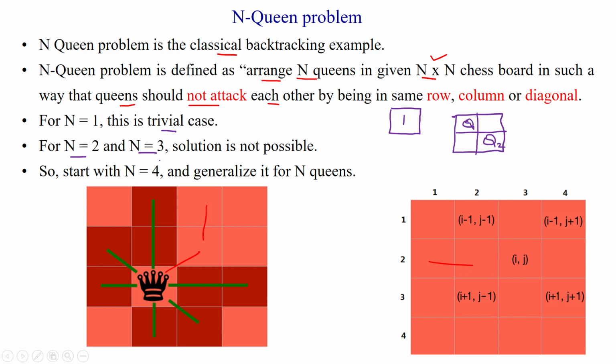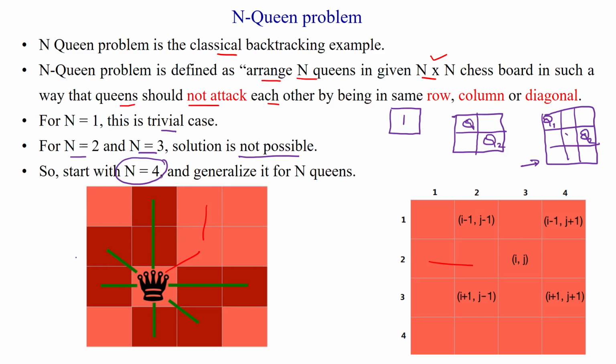Then when n equals 3, again we will have a 3 by 3 chessboard. In this also we cannot solve using the backtracking method. Q1 you can place here, Q2 you cannot place here, so Q2 we may place here, and Q3 you cannot place in any column or row in the third one. So this also cannot be solved using the backtracking method, but we can solve the n queens problem with n equal to 4. So we will go through that.